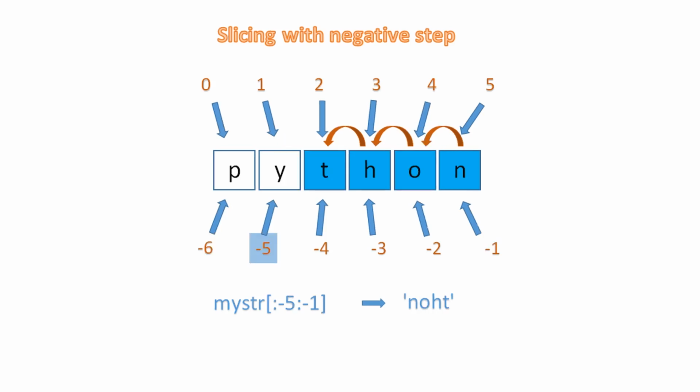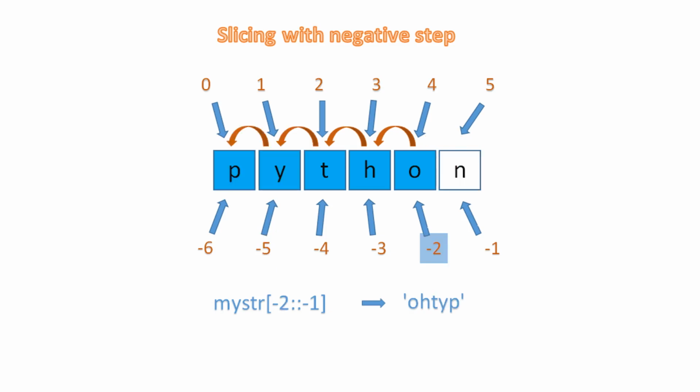Let's use optional indexes with negative step. In this example, start index is empty, end index is -5, and step is -1, so the output is NOHT. In this example, start index is -2, end index is empty, and the step is -1, so the output is OHTYP.